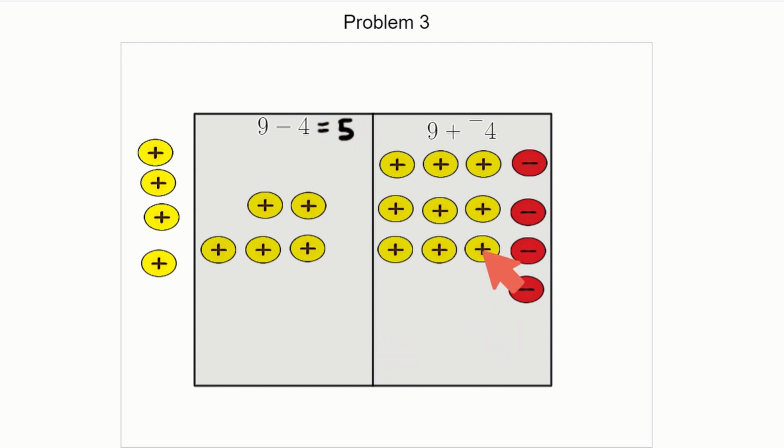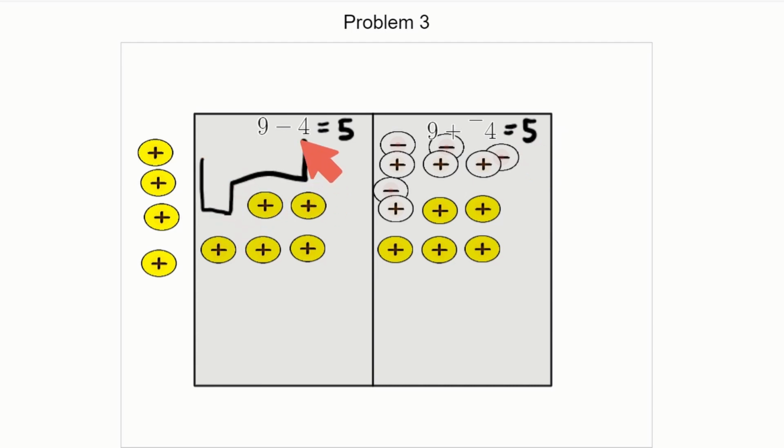Taking a look at the problem on the right, here we have 9 plus negative 4. Whenever we have two opposite signs, we know that those are going to cancel out. So cancel, cancel, cancel, and cancel. So 9 plus negative 4, after canceling out, we're also left with 5 yellow chips behind. So notice that when we subtracted these chips, we have 5 left over. And when we cancel these with negative 4, we have 5 left over.